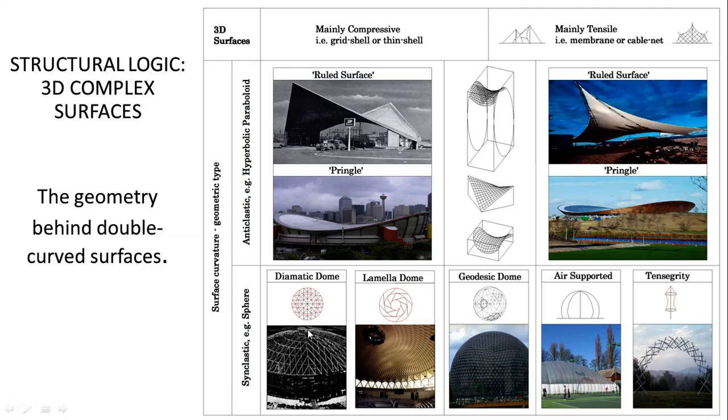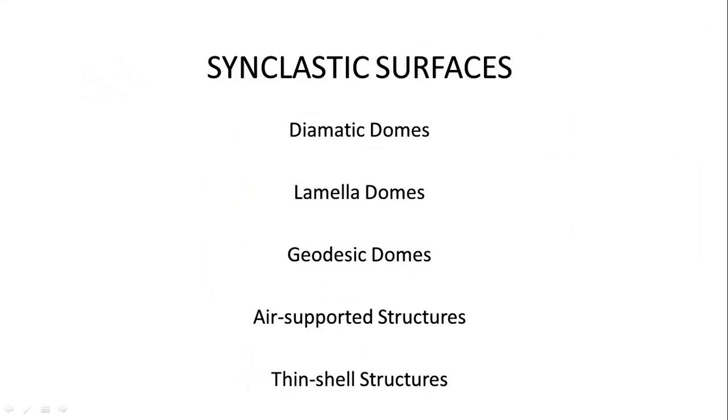So the arch and the vault evolved into a simple ribbed dome, which then evolved into a diamatic dome, which then evolved into a lamellar dome. Whereas the geodesic was an invention. It was invented by a gentleman whose name was Richard Buckminster Fuller, and I'll go into it in a little bit of detail later on. So here we are. We're starting with the synclastic surfaces: diamatic, lamellar, geodesic, air supported, and then generally thin shell structures, which can be either. Just to remind you, thin shell structures can be synclastic or can be anticlastic. When we mean thin shell, we generally mean reinforced concrete.